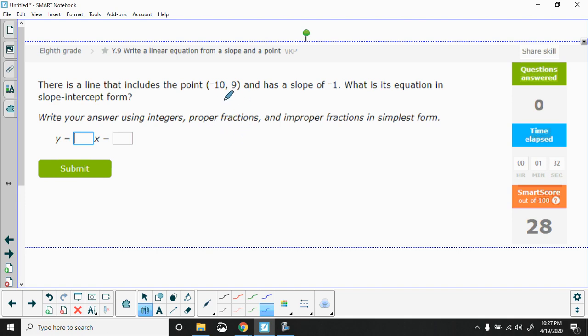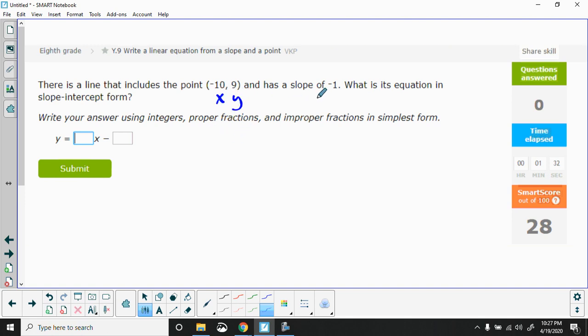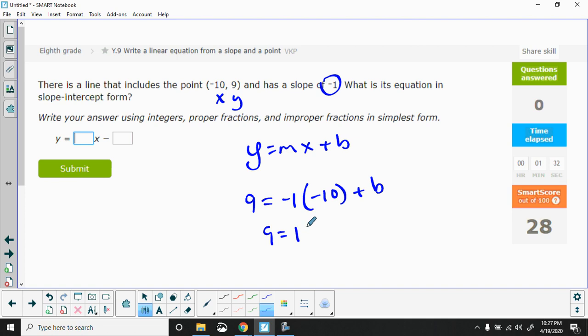Same concept, we have an x, we have a y, we have the slope. We're looking for that equation. Again, we're plugging it into slope-intercept form. Okay, plug in what you know. 9 is y, the slope is -1, x is -10, plus b. We're looking for b. Two negatives make a positive, so -1 times -10 is a positive 10.